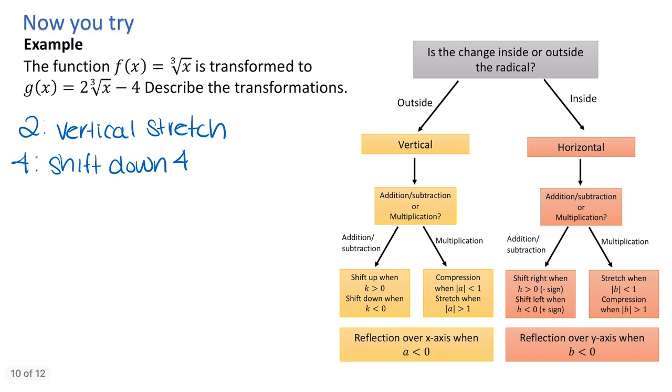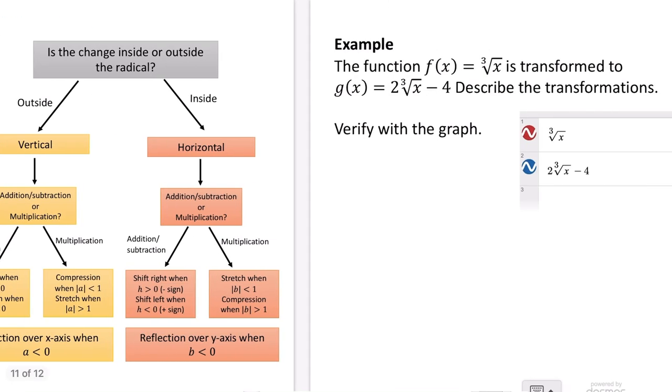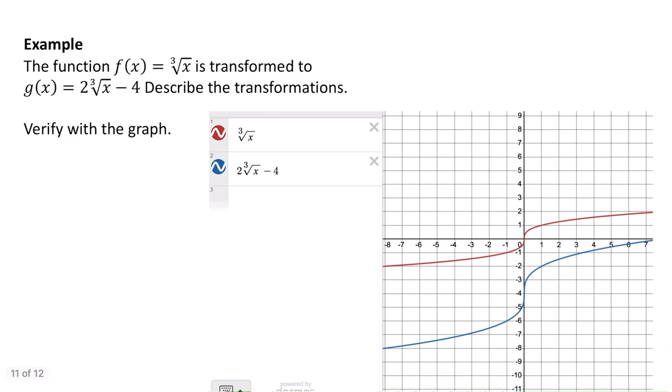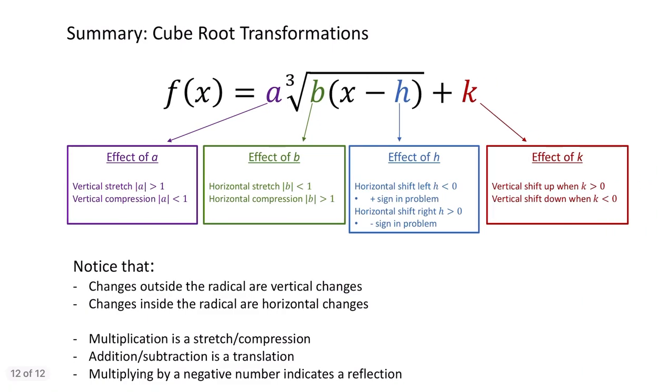So you can see here when I transform the cube root of x to 2 cube root of x minus 4, I have 2 transformed values, right? I have this 2 and the 4. The 2 on the outside creates a vertical stretch. The 4 on the outside is being subtracted, so that's going to be a shift down 4. If you graph both functions in Desmos, you'll see that they have the same transformations we figured out. So remember to use this chart whenever you're trying to figure out cube root transformations, and depending on the values of a, b, h, and k, you'll have different transformations that you can also see in Desmos.